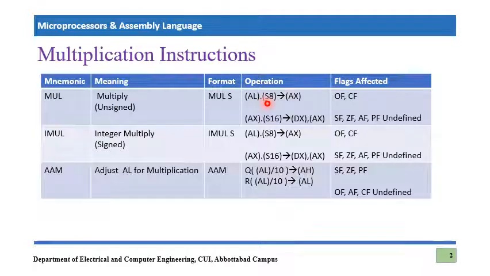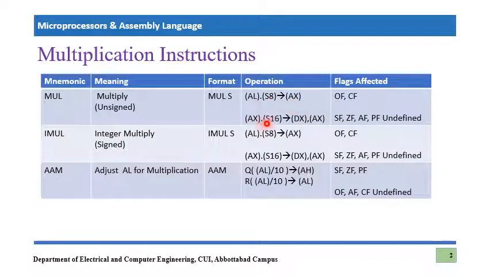So AL, which is priorly stored, and the source, which is given in the instruction, both will be multiplied, and since both are 8 bits, the maximum number of bits which may appear in the result could be double, that means 16. That is why the complete result is stored in a 16-bit register, which is AX. It's an important procedure, and I hope at this stage of your studies you know that when you multiply two 8-bit numbers, the maximum result can appear in 16 bits, so we target the 16 bits.